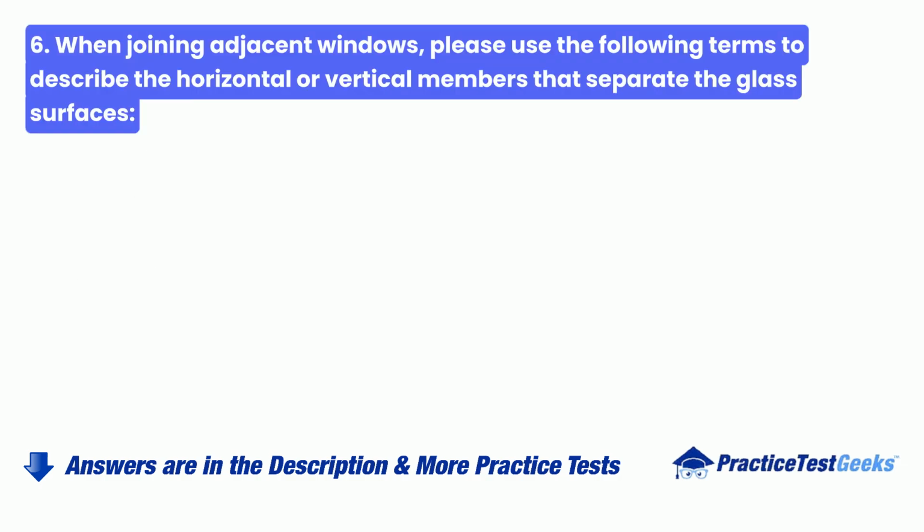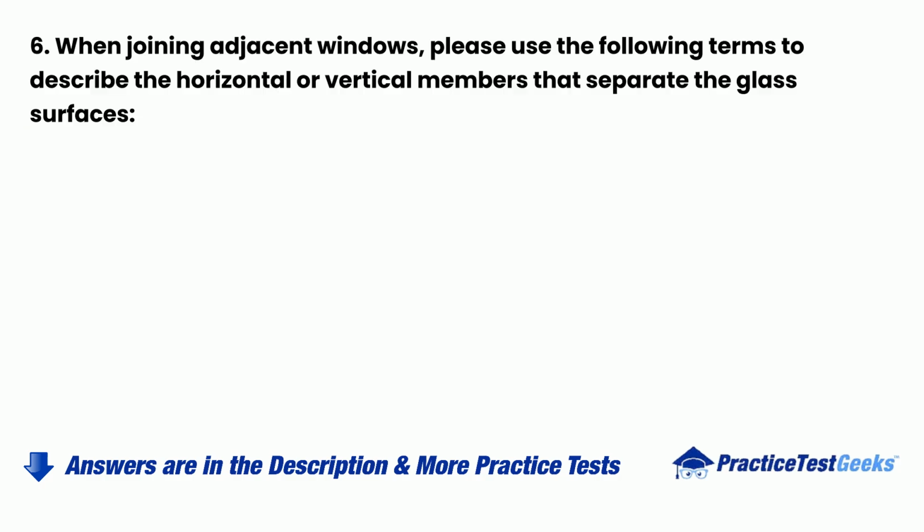Six. When joining adjacent windows, please use the following terms to describe the horizontal or vertical members that separate the glass surfaces. A. Flashing. B. Mullion. C. Muntin. D. Jam.